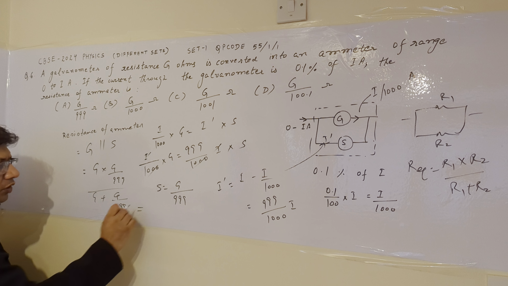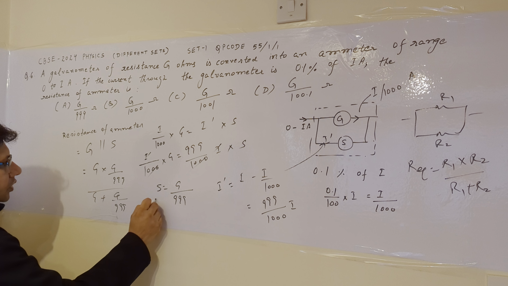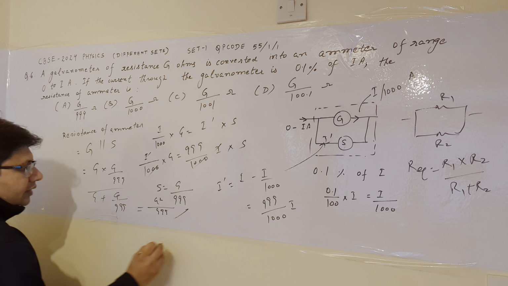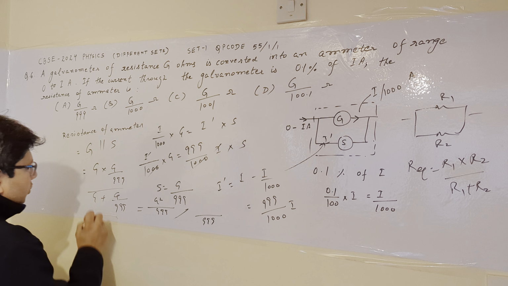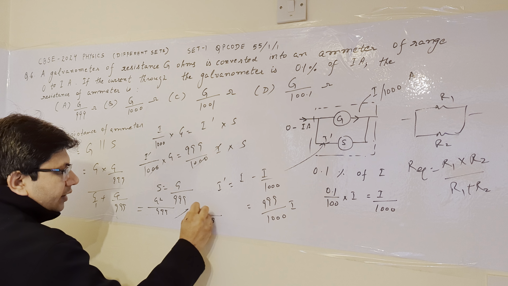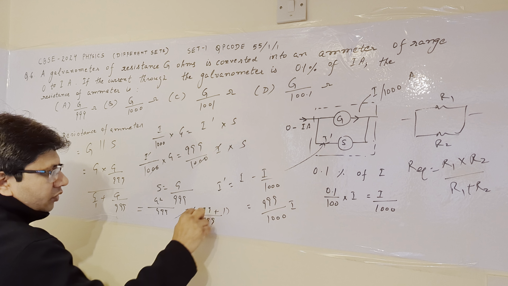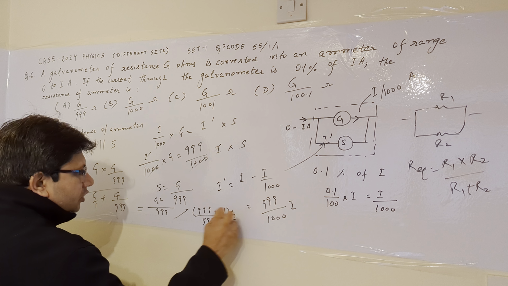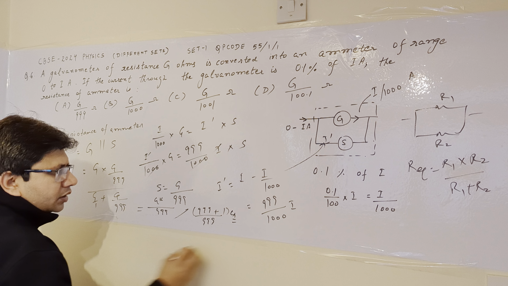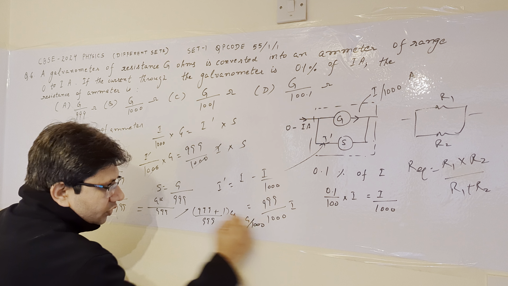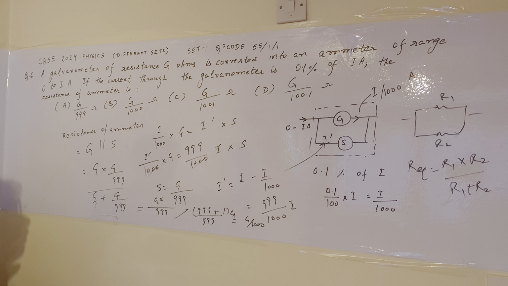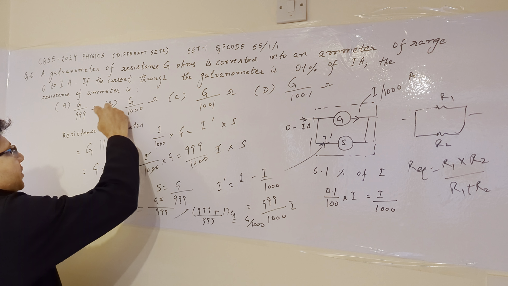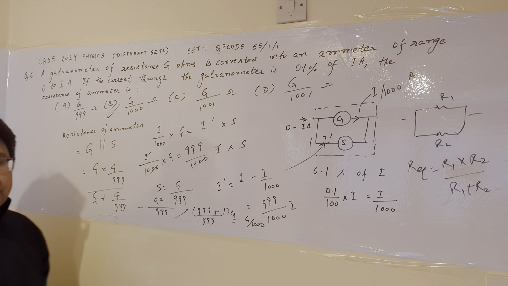After solving, this comes out to be G square upon 999, divided by, taking the LCM as 999, 999 plus 1, which is equal to 1000. This cancels with this, and one G also cancels, and the final answer is G upon 1000. So G upon 1000 is the value of the overall resistance of the ammeter. So option B is correct here. Hope you understand this problem. Thank you.